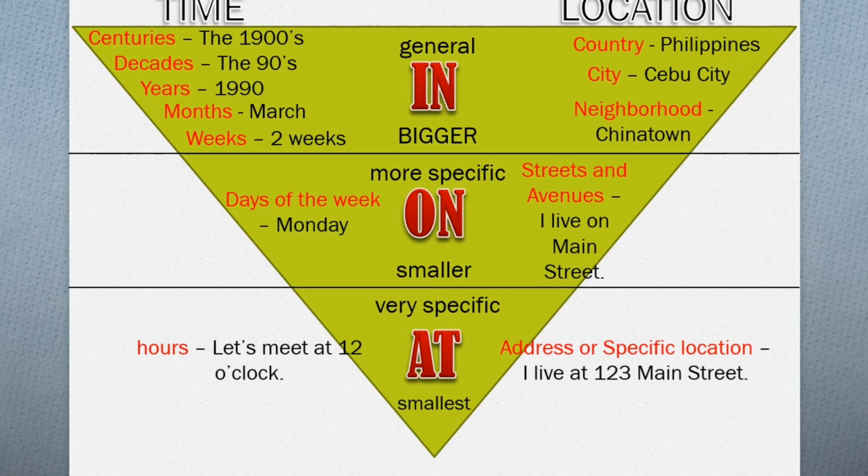So for in, it is general and bigger. For on, more specific and smaller. And for at, it is very specific and the smallest.